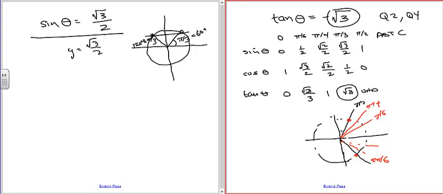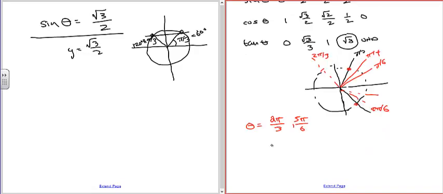Likewise, in the second quadrant, the one that's symmetric with this is the one that goes here, and that ends up being 2 pi over 3. You can just read it off your graph. So the solutions are theta equals 2 pi over 3 or 5 pi over 6. That's in terms of radians. And if you look on your chart, the corresponding angles are 120 degrees here. This one says 120, and this one is going to be equal to 300 degrees.